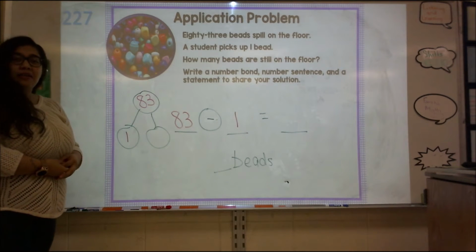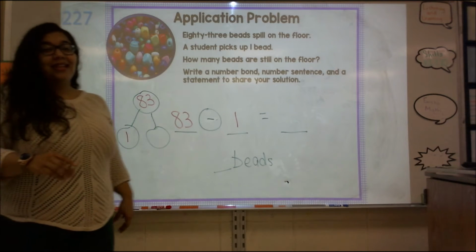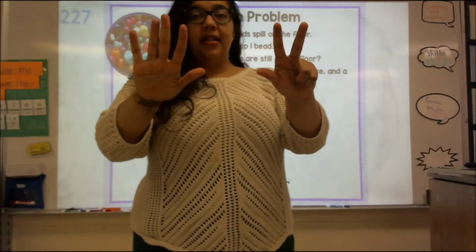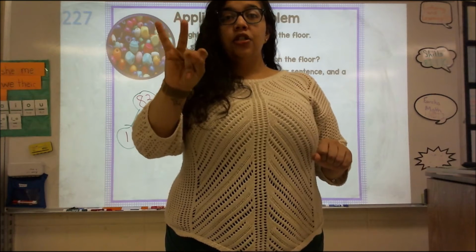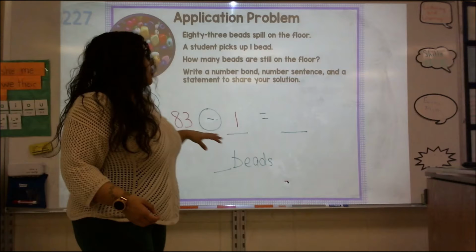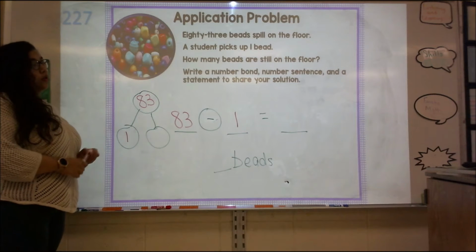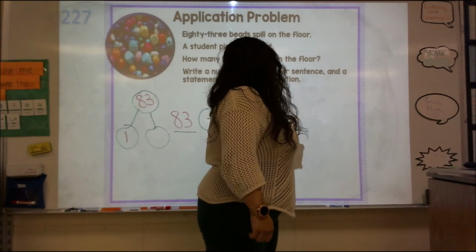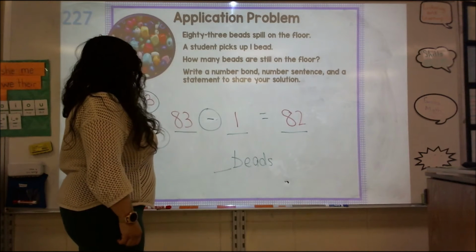But I don't know how to subtract that big. But you do know the idea of 1 less. If we're only taking away 1, 1 less than 8 is 7. 1 less than 3 is 2. See how we're just taking away 1? Which means we can solve this problem. 83 minus 1 is equal to 82, which means 82 is our missing part.